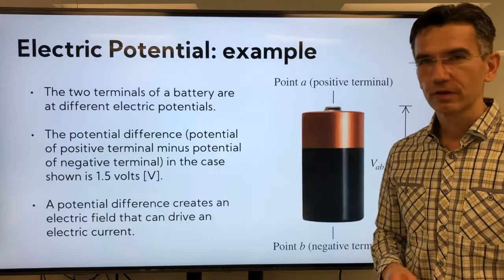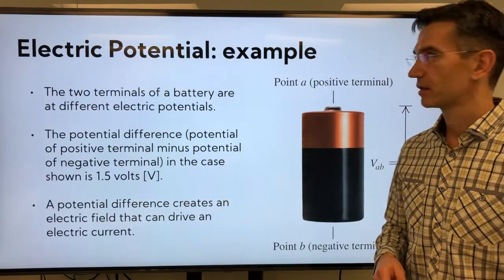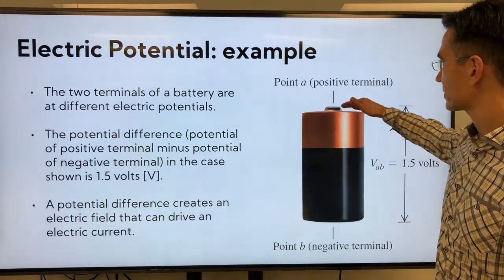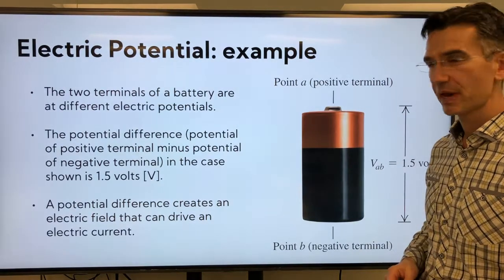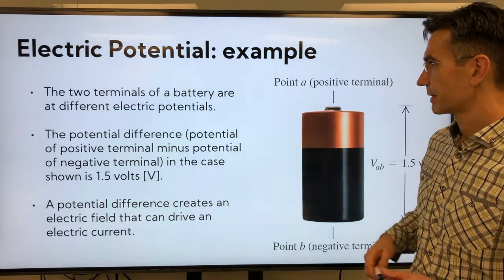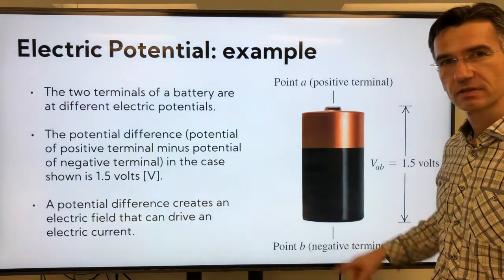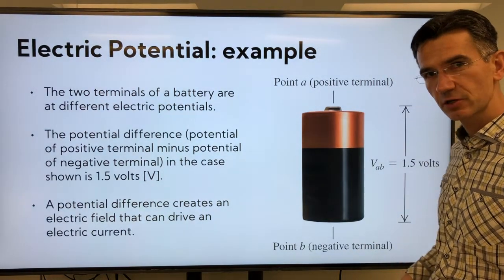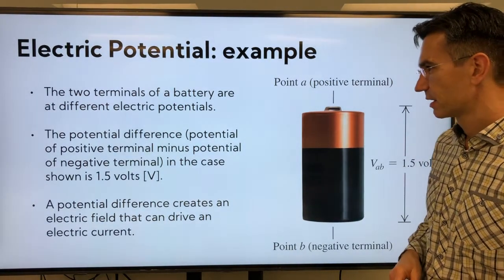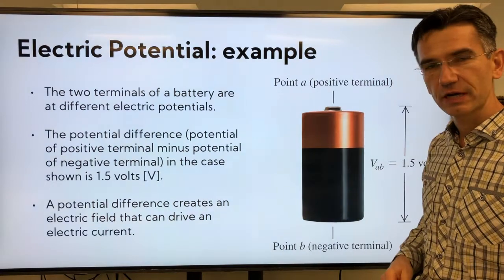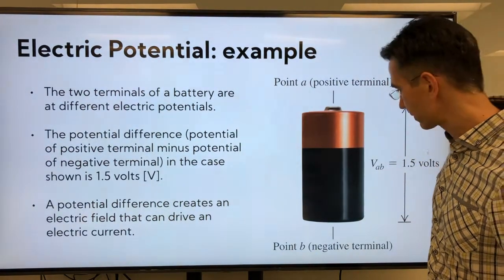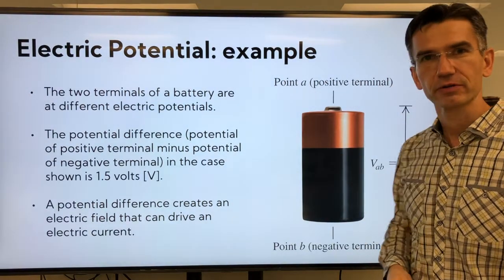Here's an example of what the electric potential entails. You're very familiar with batteries. The positive and the negative terminals of a battery are at different electric potentials. And the potential difference, the positive potential minus the negative potential, is what gives us the voltage of the battery. And it's that potential difference that drives current. So positive charges want to go from an area of high potential to an area of low potential, which is how batteries drive current.